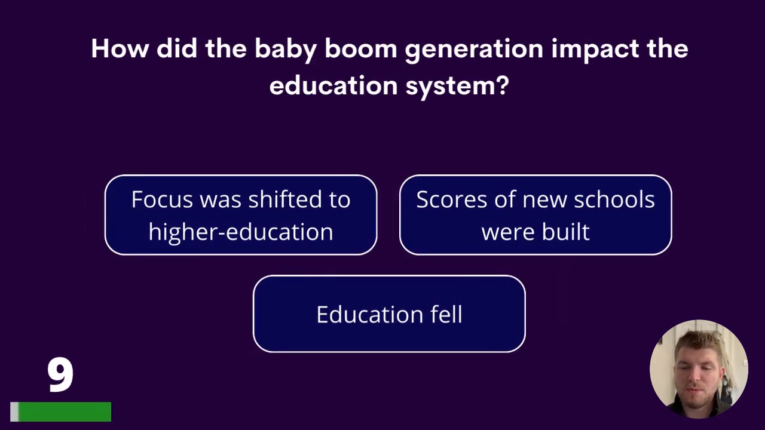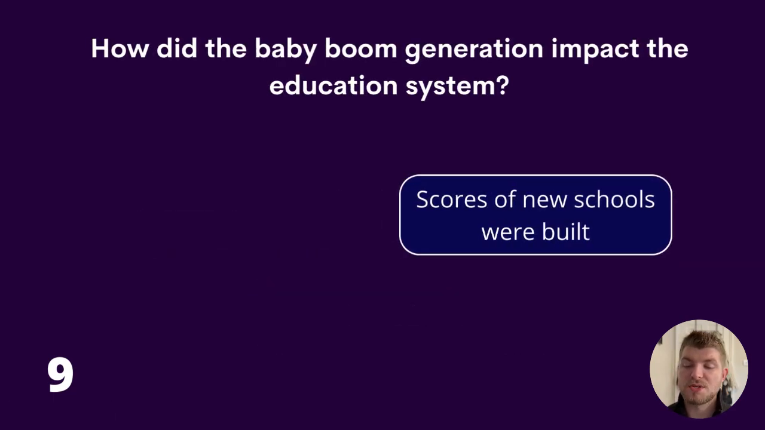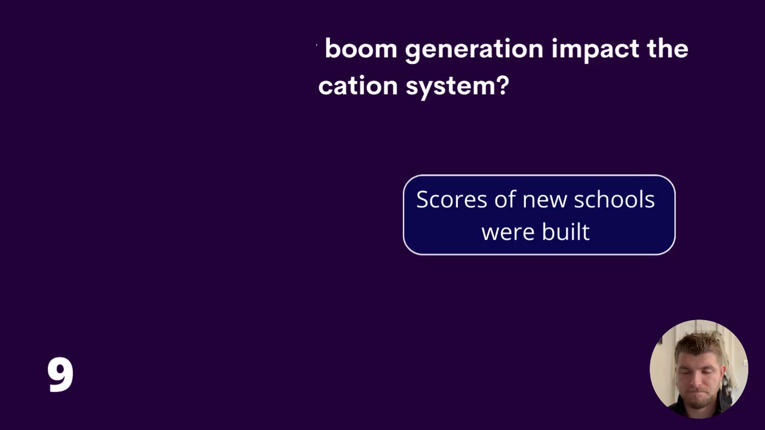Question 9. How did the baby boom generation impact the education system? Focus was shifted to higher education, scores of new schools were built, or education fell? The answer is scores of new schools were built.